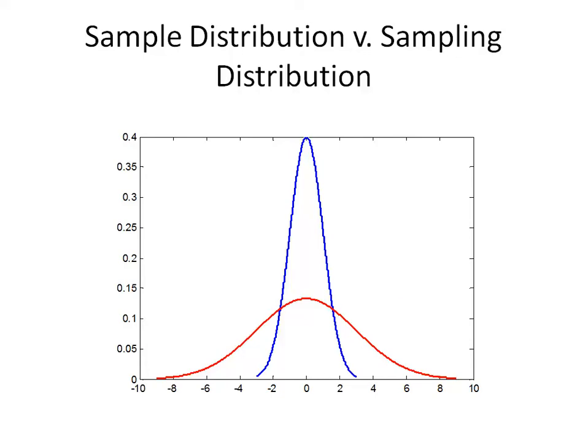So the trace in red is what we'll call our sample distribution. It has a mean of 0 and a standard deviation of about 3. That's if we just draw all of our samples and plot how frequently they occur within a population.